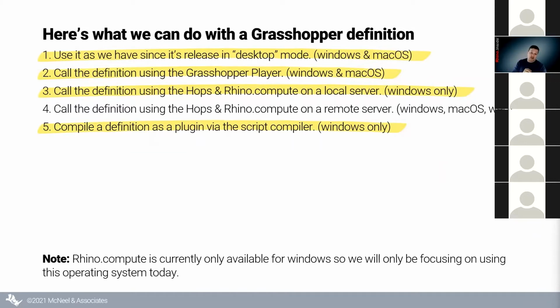So you could send a call using Hops on a Mac OS and make a remote call to another server that is running Windows and then return the information. Or you can set up a Python server locally on a Mac machine. But really, we're not going to be covering a lot of the Mac side today.